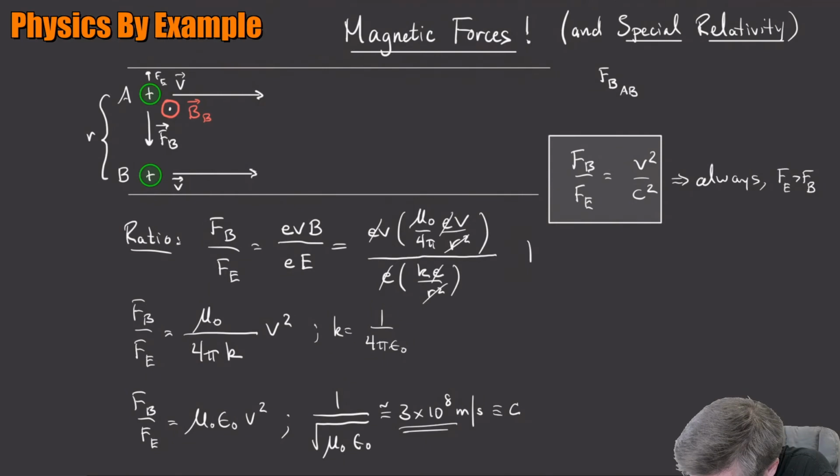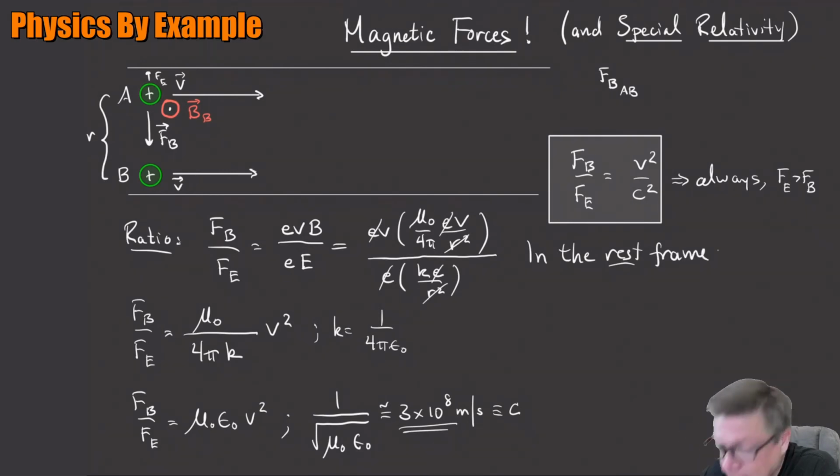So in the rest frame of the charges, look what happens. And this was Einstein's genius, to take so many different physical situations and examine them from different frames. If you're traveling along with the charges, their speed is 0, right? In the rest frame, their speed is 0. And notice what that means.